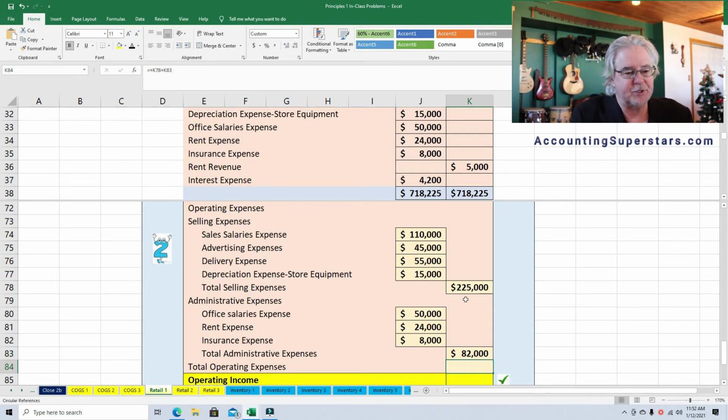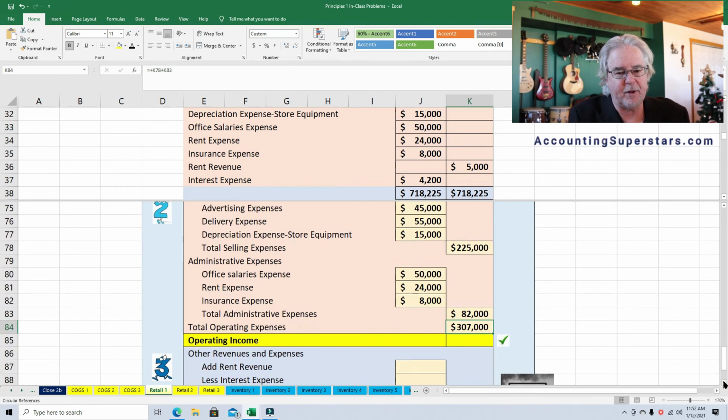Total operating expenses. So what we're going to do is take our selling expenses and our administrative expenses and we're going to add them together. That's all there is to it. Just that easy. All right. Now the next step here, ladies and gentlemen, we're going to figure out the operating income.